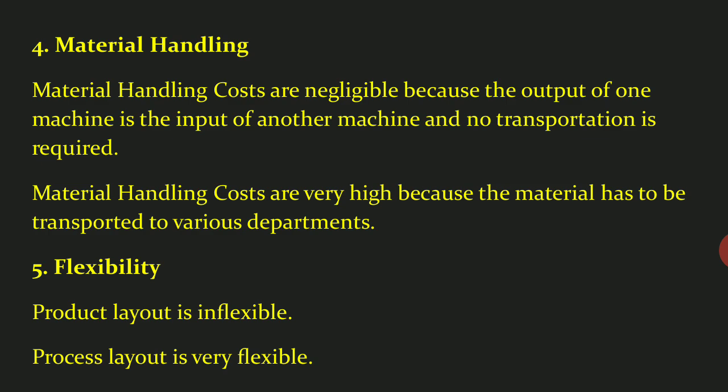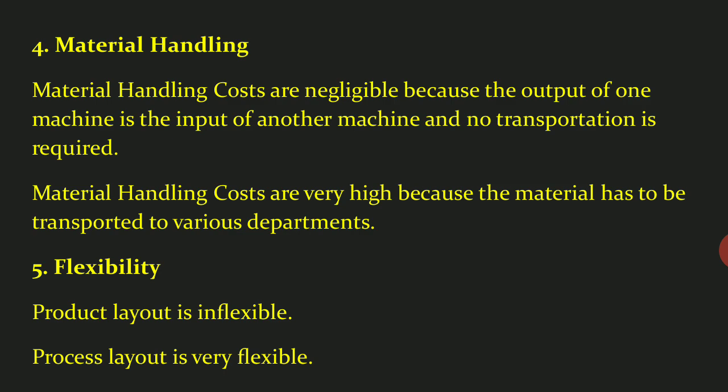As compared to process layout, material handling is comparatively low, or maybe if an automatic system is there, then you don't even need to transfer the material from one machine to the other. In that case, no transportation or material handling may be required in the product layout. Whereas in the process layout, material handling costs are high because the material has to be transported to the various departments. That means you have to keep on transferring the materials between departments, right?